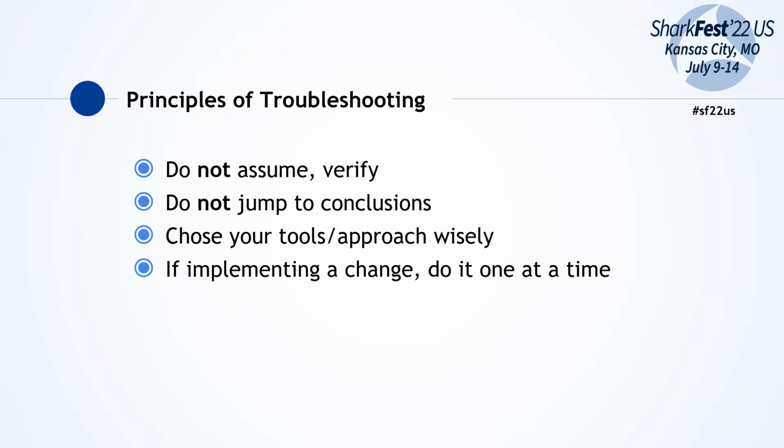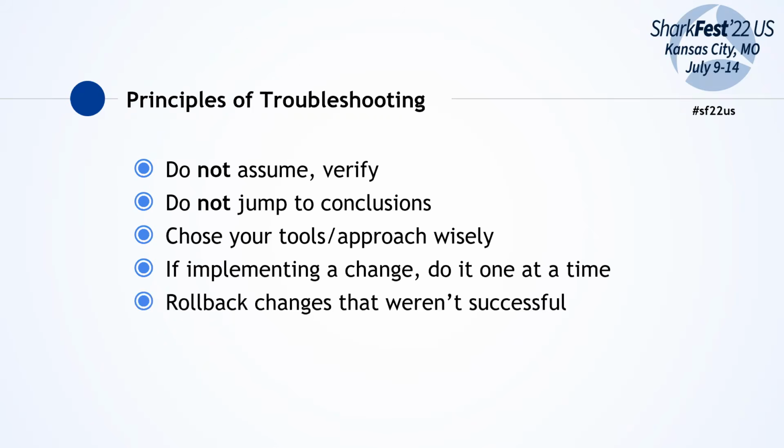Next thing is, if you're implementing a change, do one at a time. I've seen so many people changing 3 things at once, and then something worked, but they don't know which one it was, or nothing worked and they keep it as it is and continue to add more things that they change, which is also the next thing. Rollback changes that weren't successful. If you need to find a solution to a problem, it's not a good approach to just change a lot of things and then, if it finally works, not know what it was.